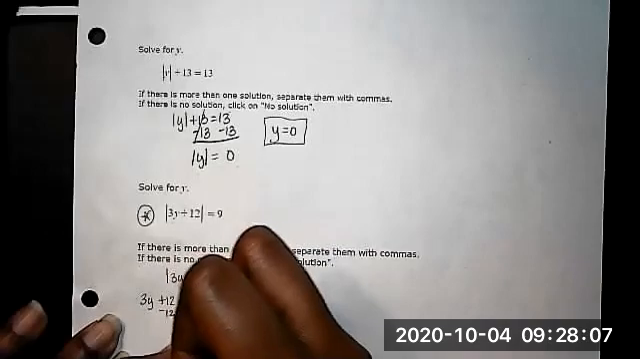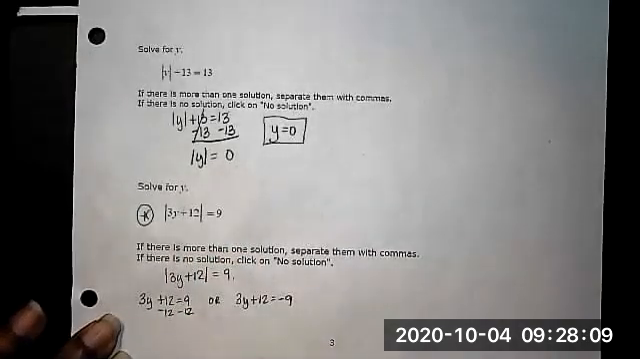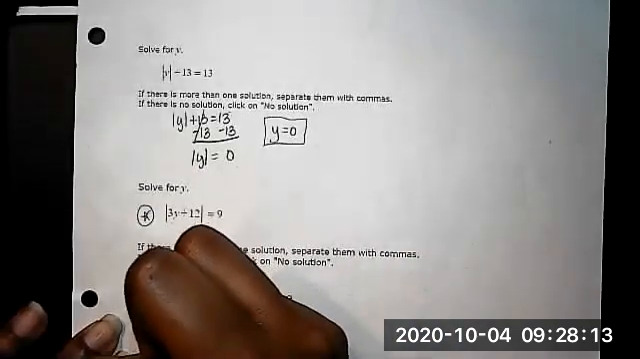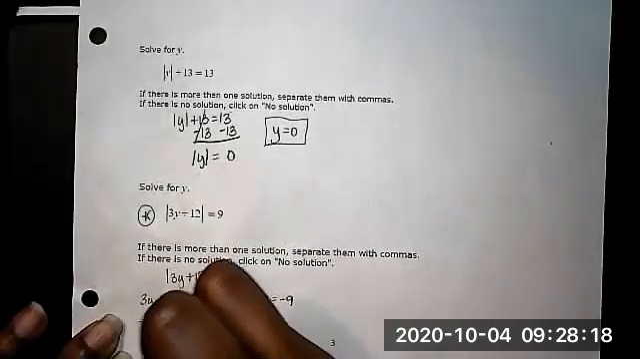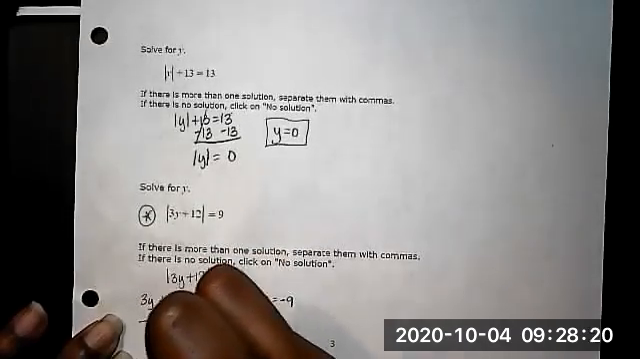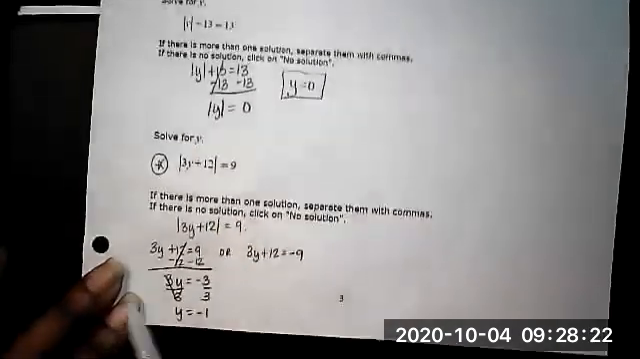So in this case, subtract 12 from both sides. You have 9 minus 12, which is negative 3. So this becomes 3y equals negative 3. Divide by 3 and get y equals negative 1. So that is one of your solutions, negative 1.